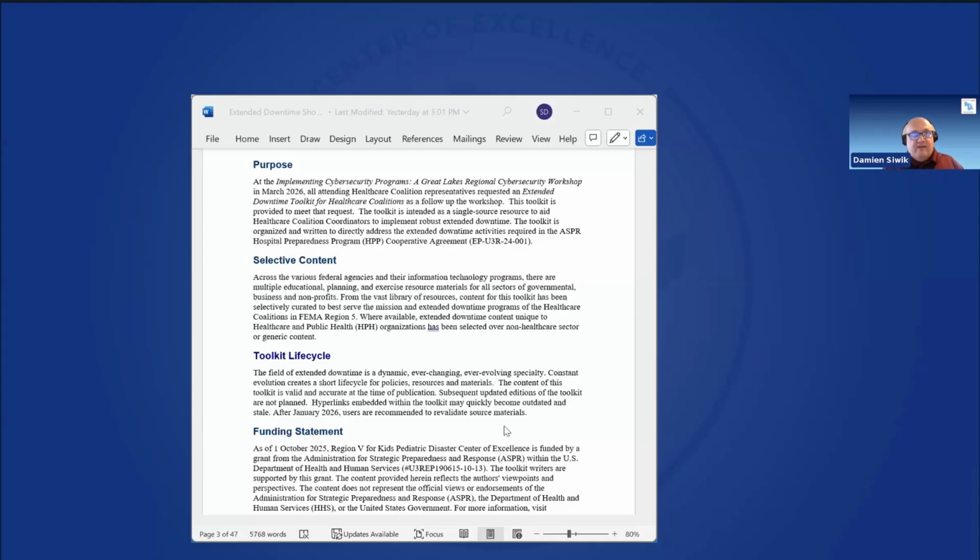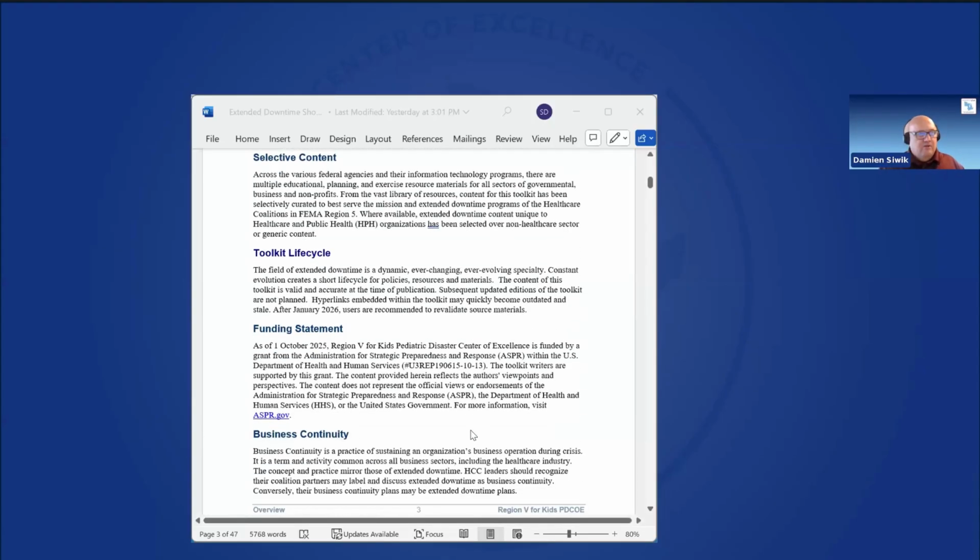As with everything nowadays, the life cycle of information as it relates to extended downtime is likely to expire or age out quickly, 2-3 years. So we have that one paragraph to highlight: before using the toolkit well beyond today's date, consider going back and verifying all of the resource materials.